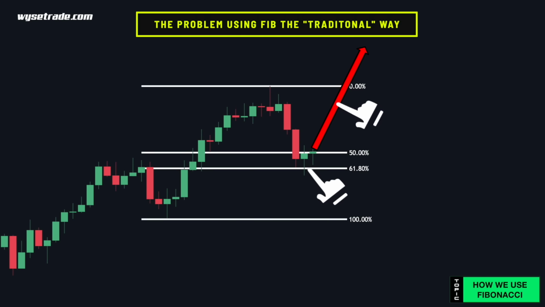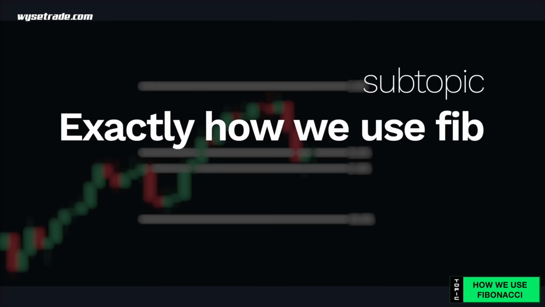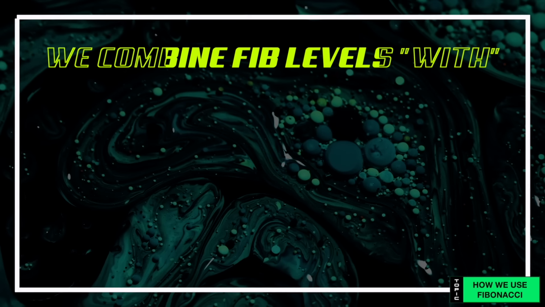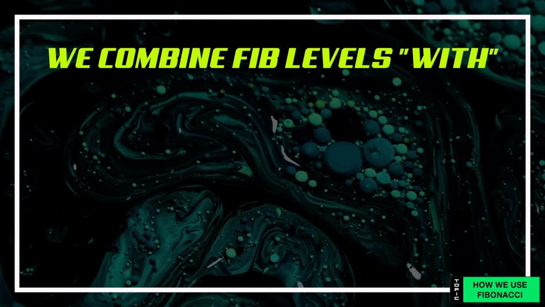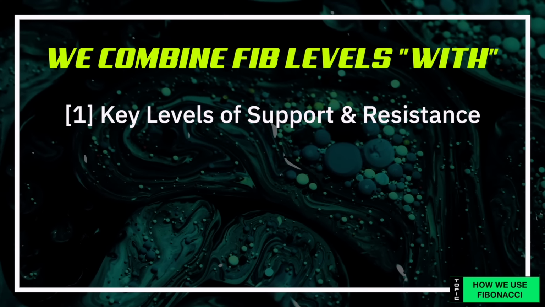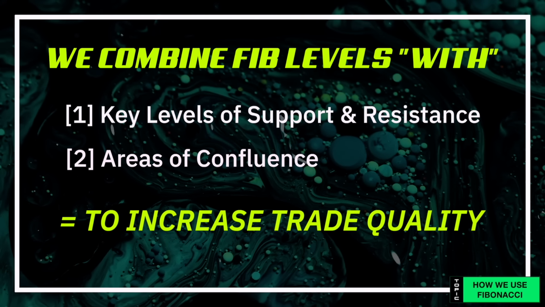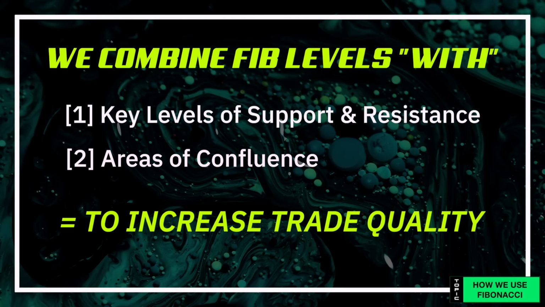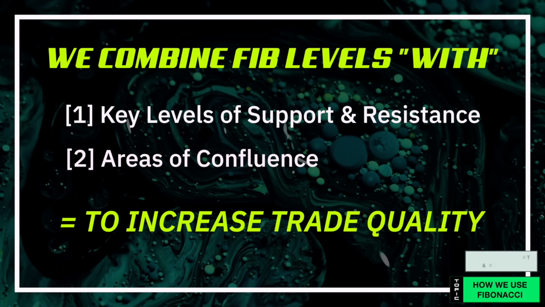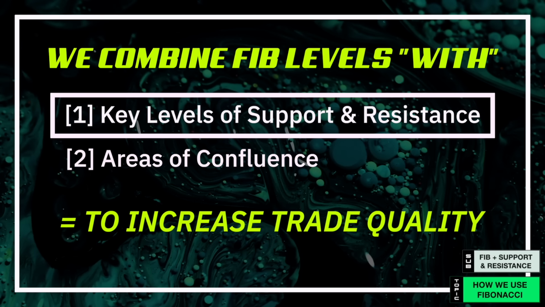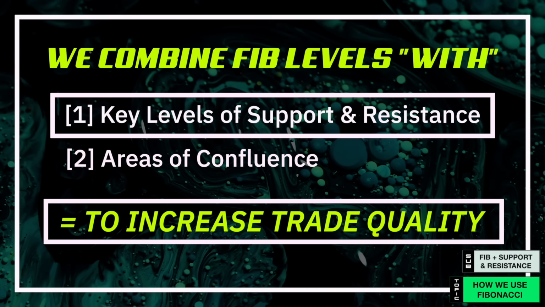So this then leads us back to the main question we get asked, which is, how do we use Fibonacci as part of our trading process where it actually helps? Here is the exact formula we use. We combine Fibonacci levels with key levels of support and resistance, or areas of confluence, to increase trade quality. Now, this is a stacked statement, so let's break it down, starting with combining Fibonacci levels with key levels of support and resistance to increase trade quality.